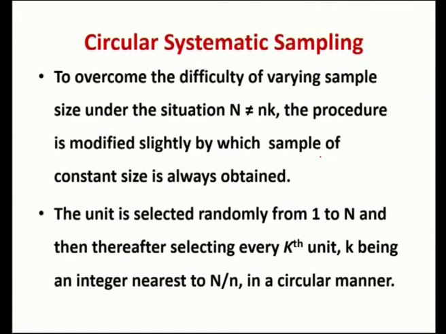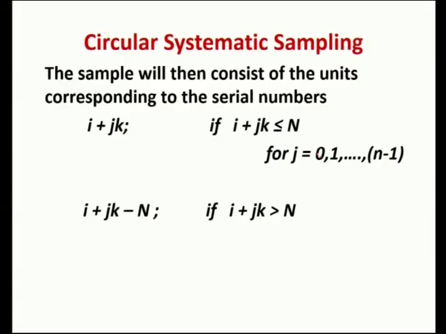The unit is selected randomly from 1 to N, and thereafter every kth unit is selected, k being the integer nearest to N by n, in a circular manner. Here we have an illustration. The sample will then consist of the units corresponding to the serial number i plus jk, if i plus jk is less than or equal to N, for j ranging from 1 to n minus 1, and i plus jk minus N if i plus jk is greater than N.